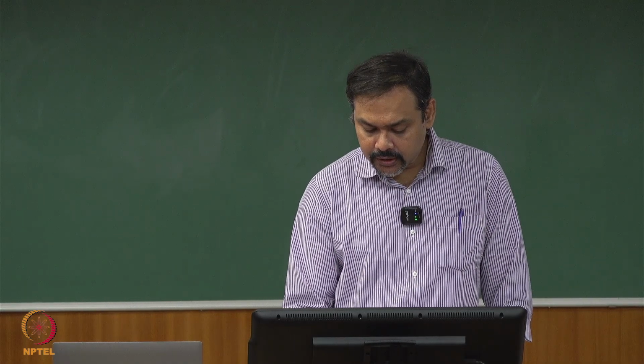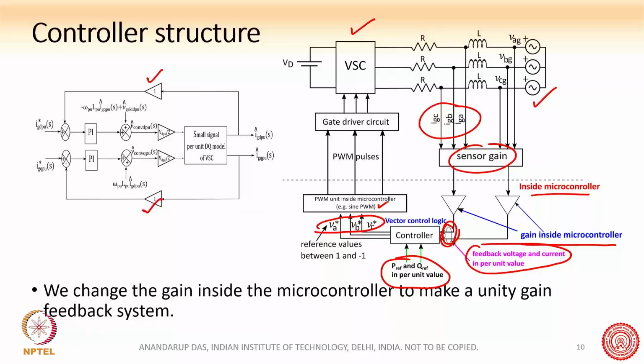And so then you will compare that with a triangle, which is again between +1 and -1, and will generate the PWM pulses, which go to the gate driver and ultimately to the VSC. Okay, so with the gain inside the microcontroller, we can make a unity gain feedback system. This has some advantages. I will show you sometime later.